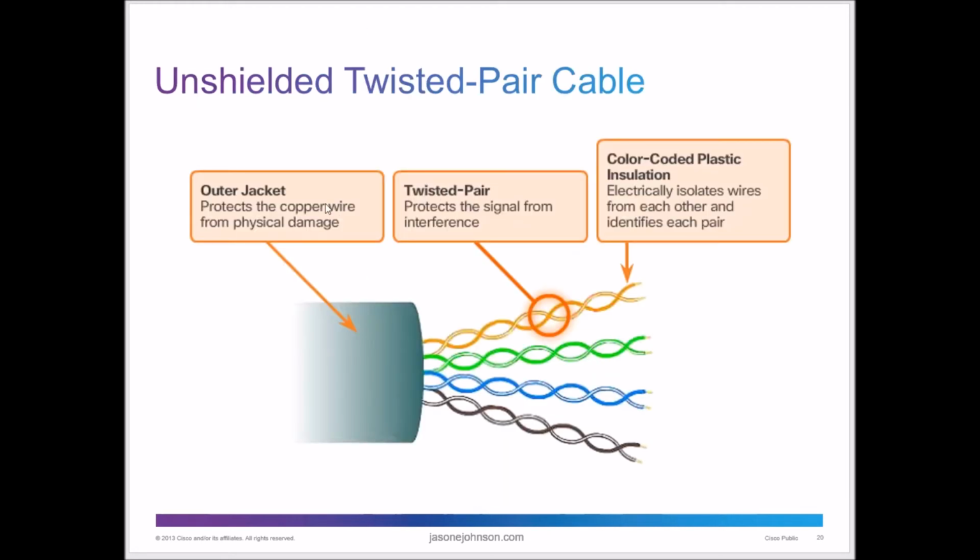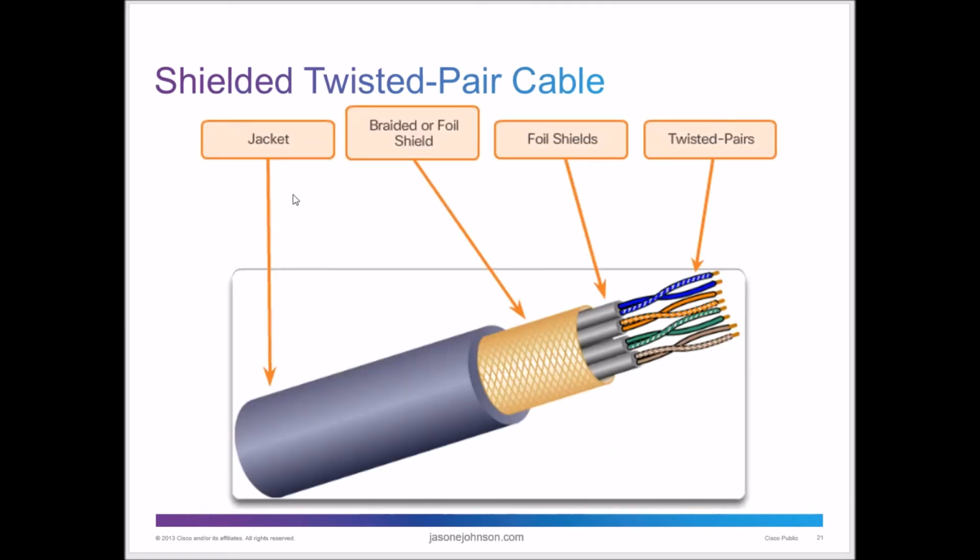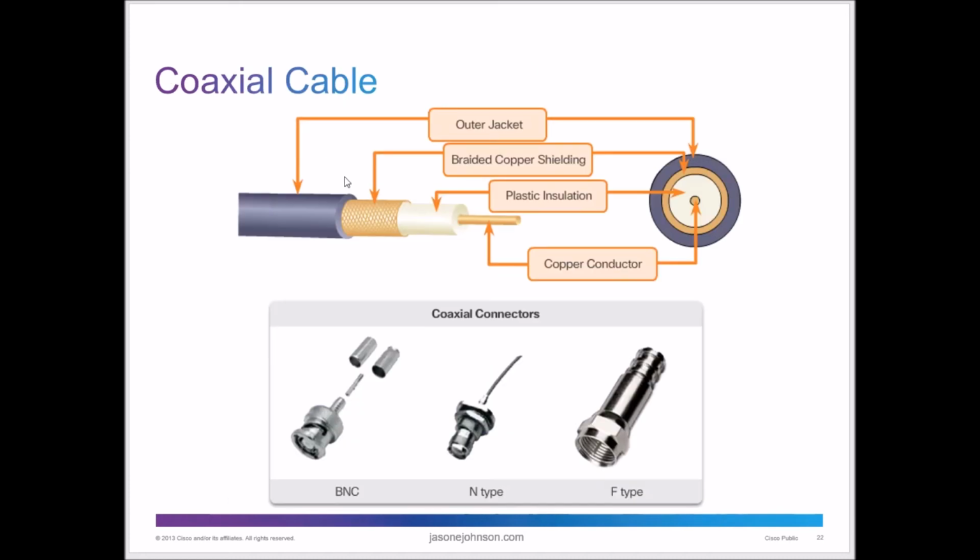Okay, so with an unshielded twisted pair, I'm going to go through these real quick here. You can pause and read over these if you want to, but you have your outer jacket, your twisted pair, and your color-coded insulation. On the shielded twisted pair, you have your jacket, some kind of foil shield or braided foil shield. You also have foil shields in a lot of cases around the actual twists so that they don't interfere with each other. And then you have your twisted pairs of wire.